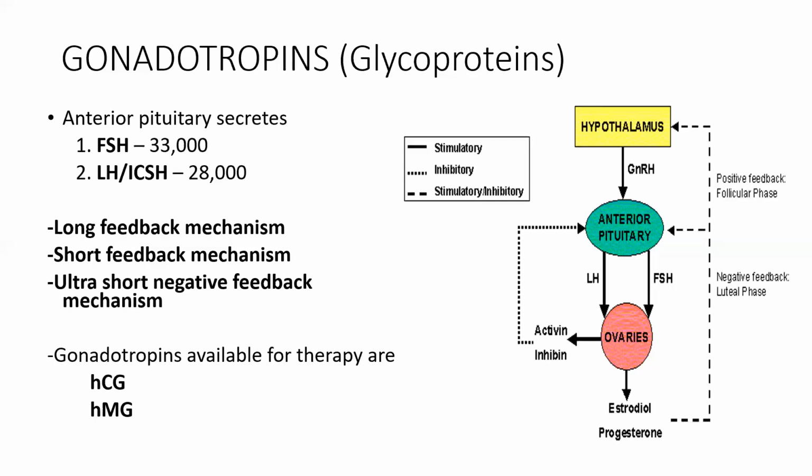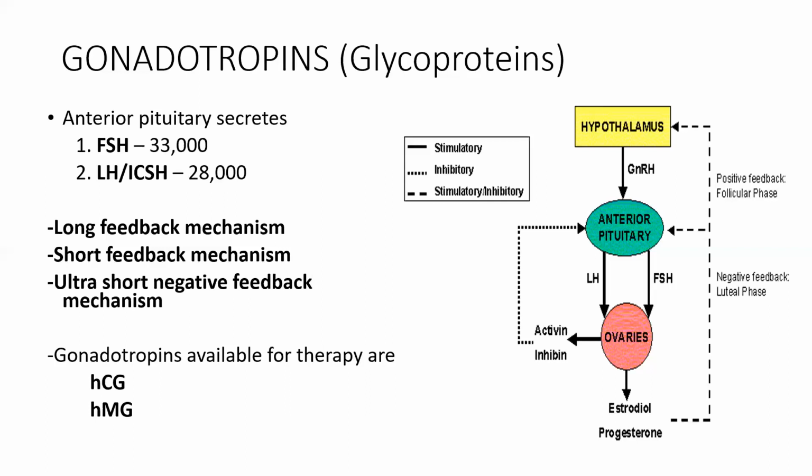So the gonadotropins which are used therapeutically are human chorionic gonadotropins and human menopausal gonadotropins. The human chorionic gonadotropins are extracted from the urine of the pregnant woman. The chorionic cells of the placenta secrete the highest quantity of chorionic gonadotropins, so they are extracted from the urine of the pregnant woman. And human menopausal gonadotropins are obtained from the urine of the menopausal woman.